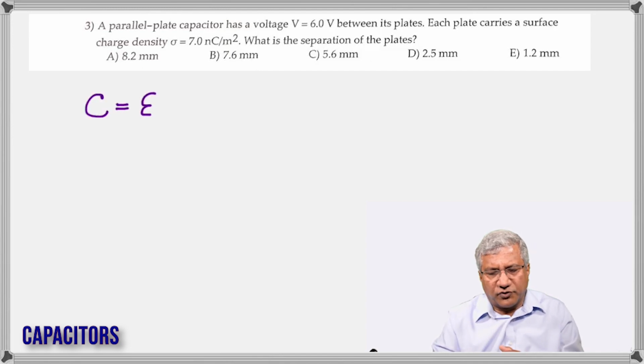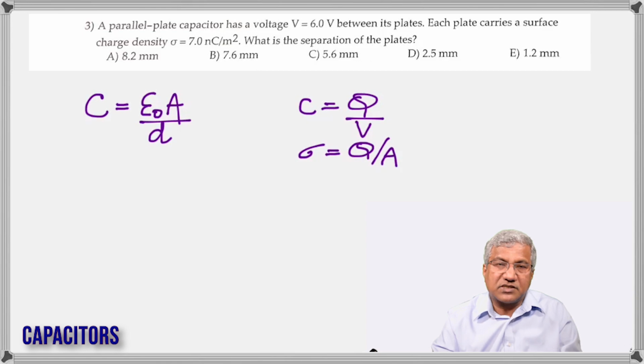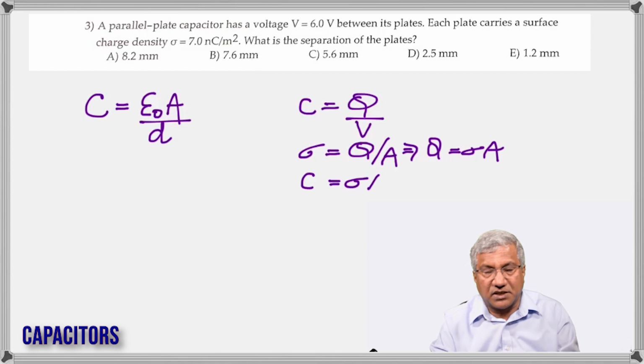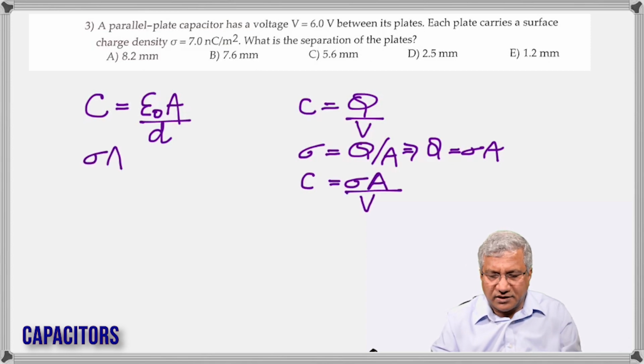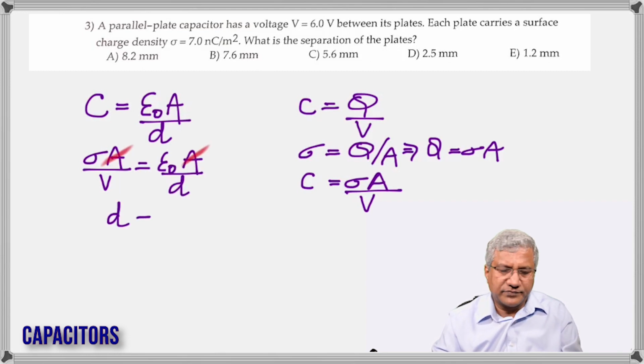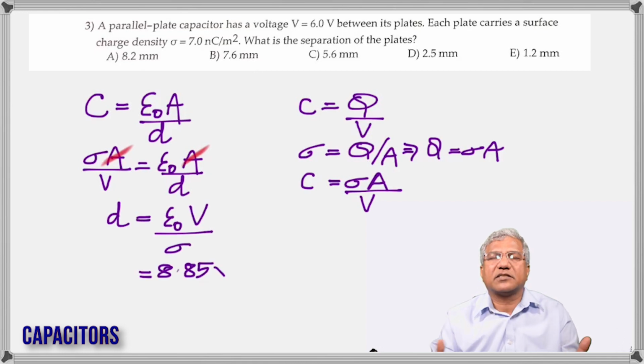Okay. So for a parallel plate capacitor, this is the formula, epsilon naught A by D, but capacitance is charge by voltage, and you know sigma is Q by A, so Q is sigma times A. So I'm substituting that, and I'm getting C is sigma A by voltage, so I can substitute it in place of C, which is sigma A by voltage is epsilon naught A by D. And then the A's get cancelled, and you make D the subject, you get epsilon naught V by sigma. And then it's a matter of substitution.